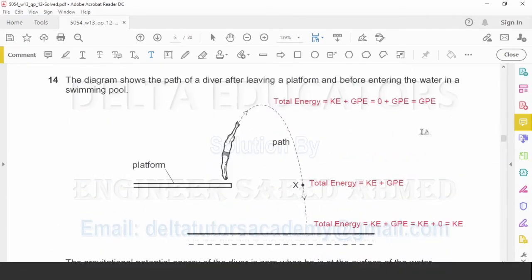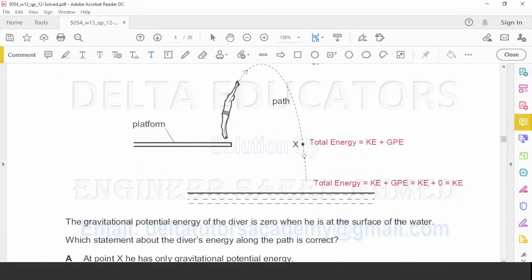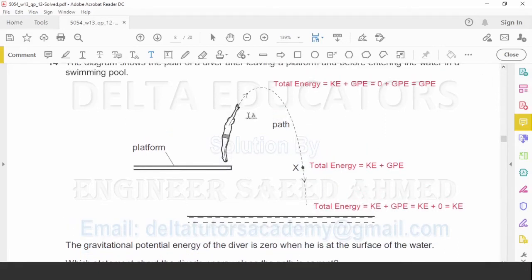Question number 14. The diagram shows the path of a diver after leaving a platform and before entering the water in the swimming pool. The gravitational potential energy of the diver is 0 when he is at the surface of the water. Which statement about the diver's energy along the path is correct? The diver is moving along this path.